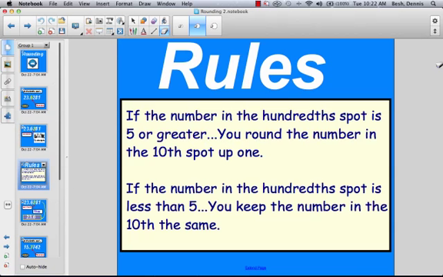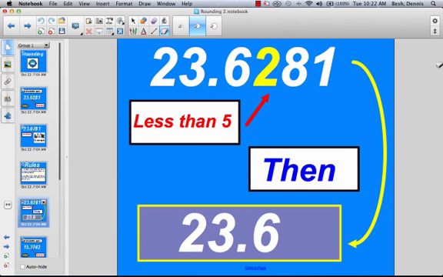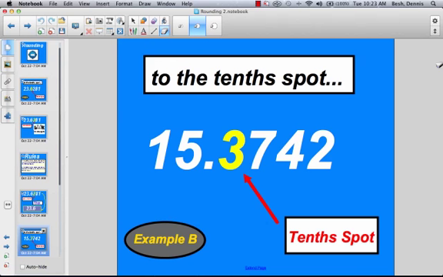The rules are the following. If the number in the 100 spot is 5 or greater when you're rounding to the tenths, then you round the number in the 10th spot up 1. If the number in the 100 spot is less than 5, you keep the number in the 10th spot the same. So, because the number in the 100 spot, which is 2, is less than 5, that means we keep the 6 in the 10th spot exactly the same, and our answer is 23.6.